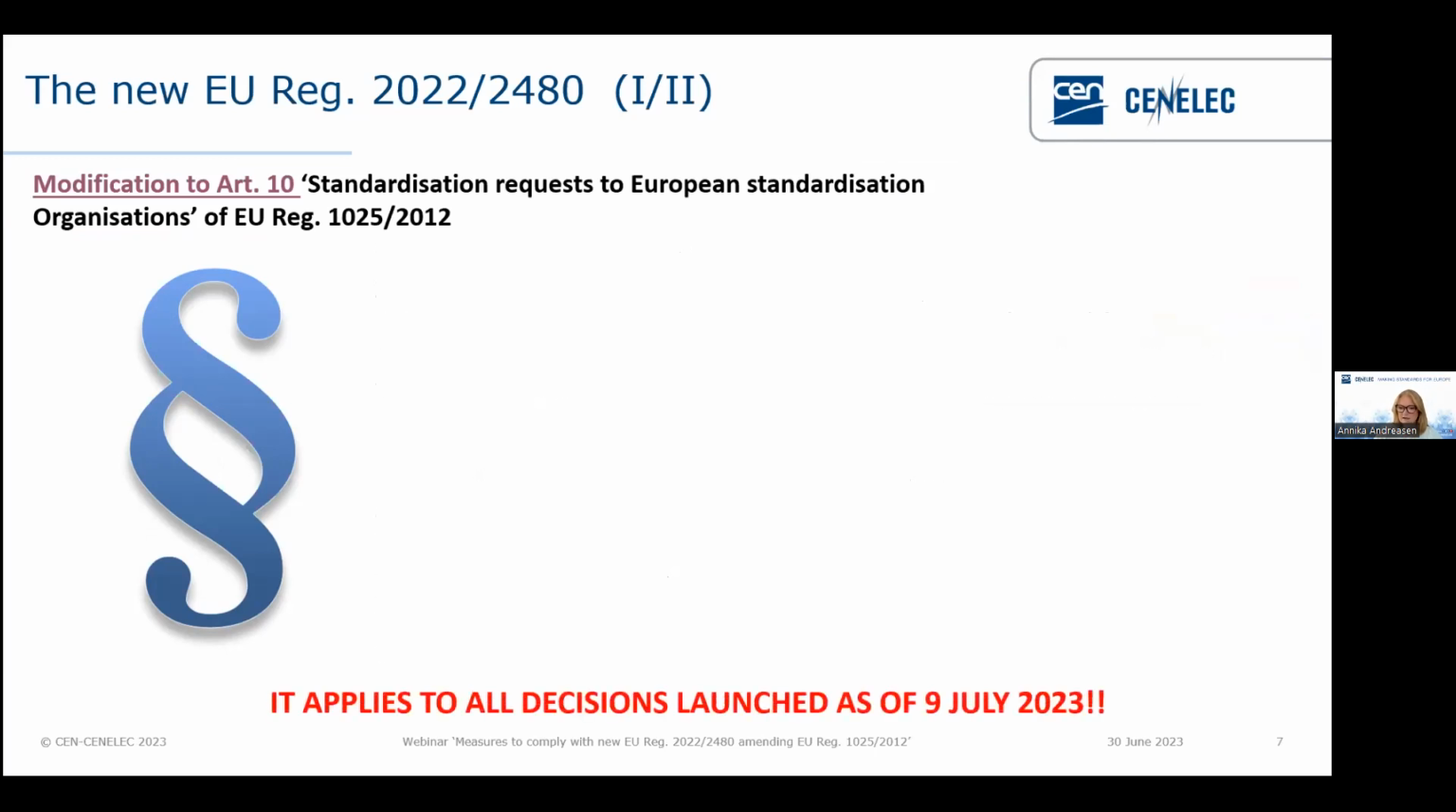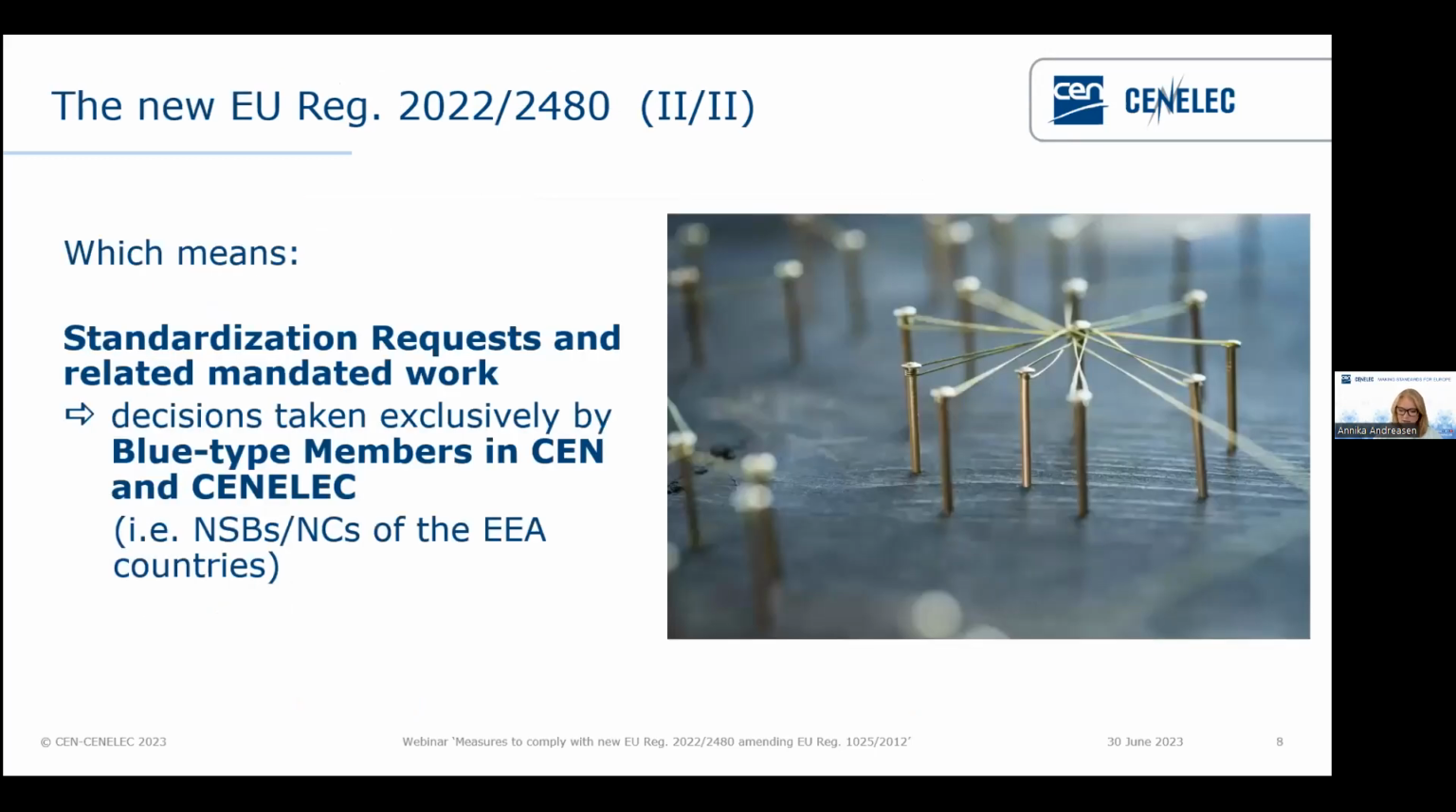These are changes that are going to be launched or implemented latest July 9. That's within 2 weeks of now. And what does this mean then? This means that all standardization requests and related mandated work can only be decided by decisions taken exclusively by blue type members in CEN and CENELEC.